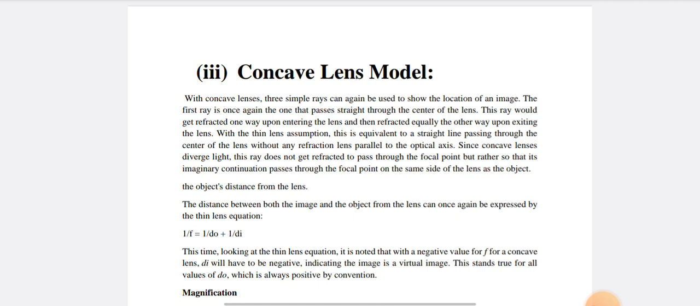Since concave lenses diverge light, this ray does not get refracted to pass through the focal point, but rather so that its imaginary continuation passes through the focal point on the same side of the lens as the object. The object's distance from the lens.